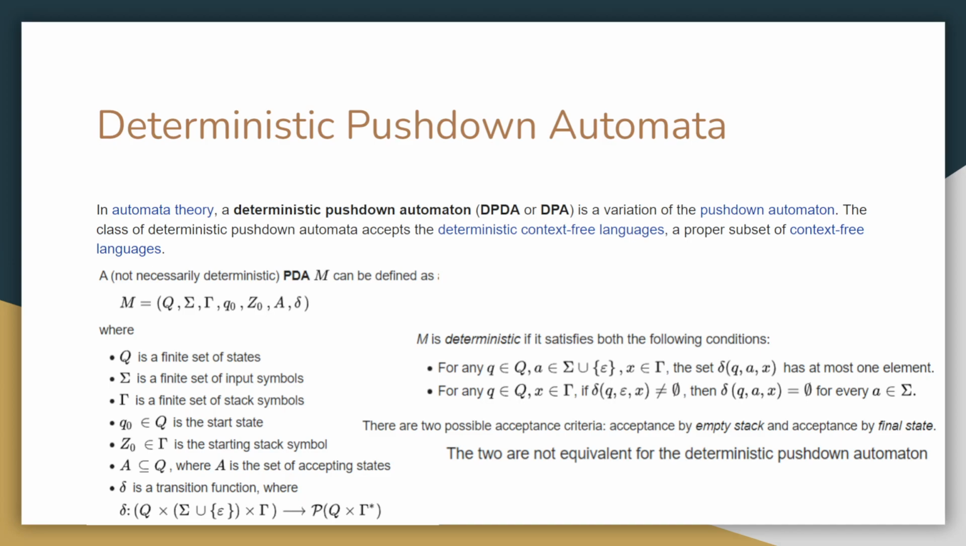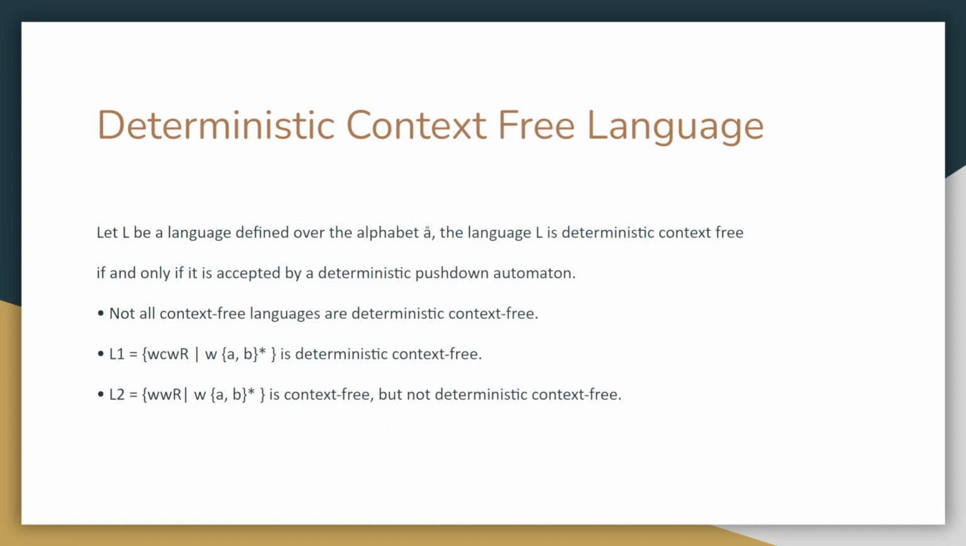So there are two possible acceptance criteria: acceptance by empty stack and acceptance by final state. The two are not equivalent for the deterministic pushdown automaton. And so here comes the deterministic context-free language.